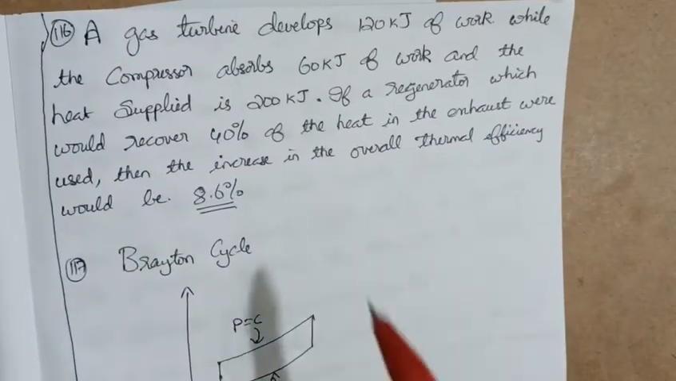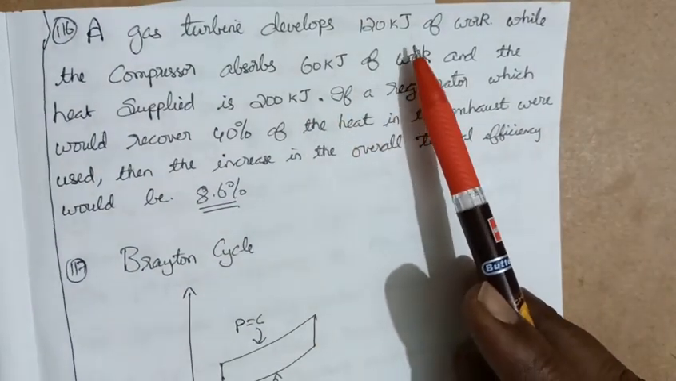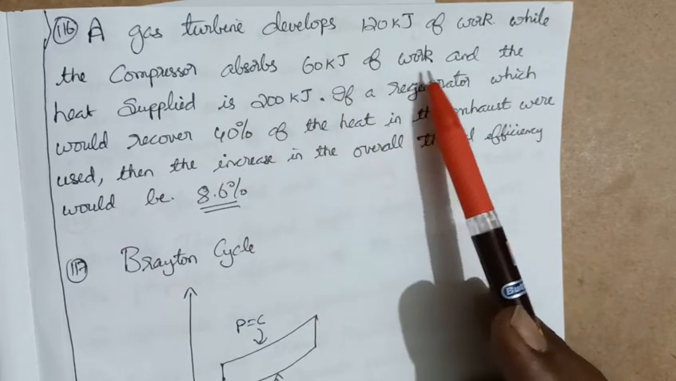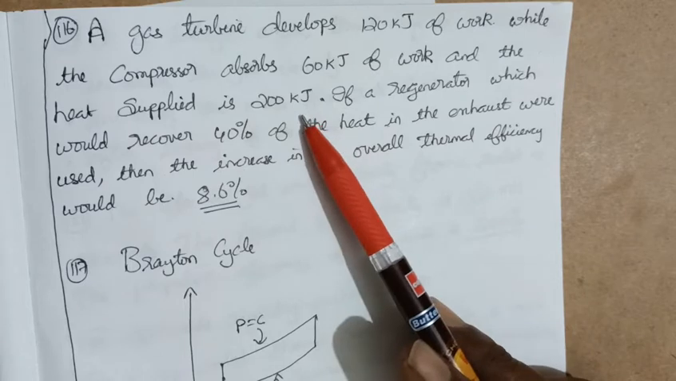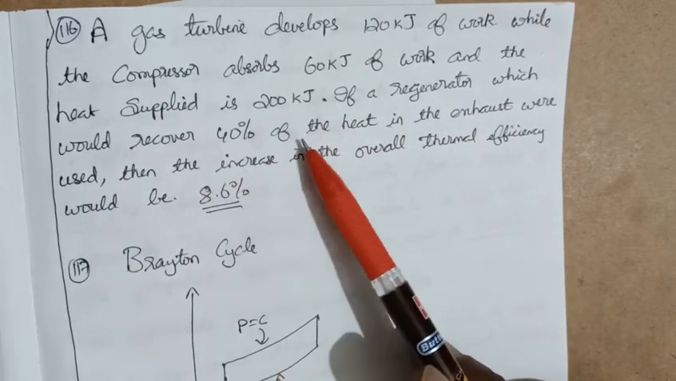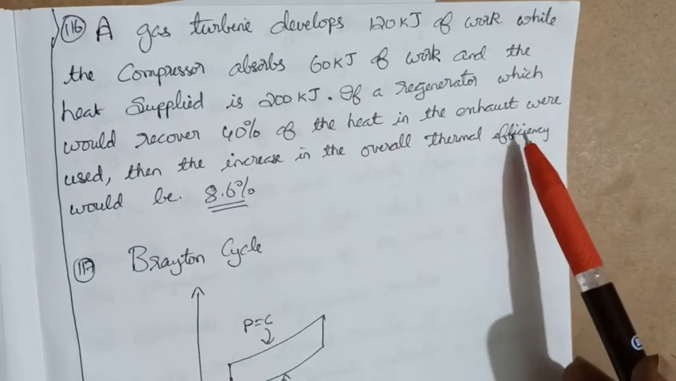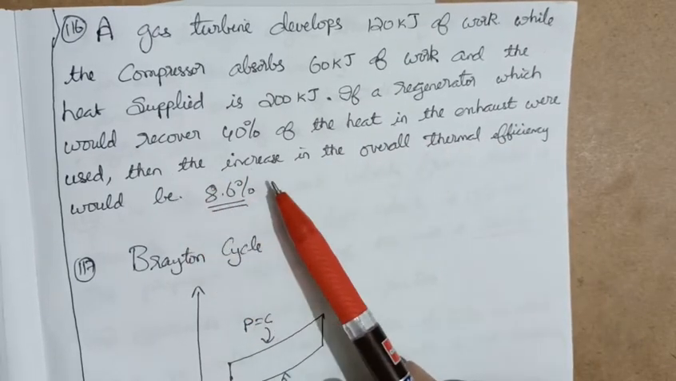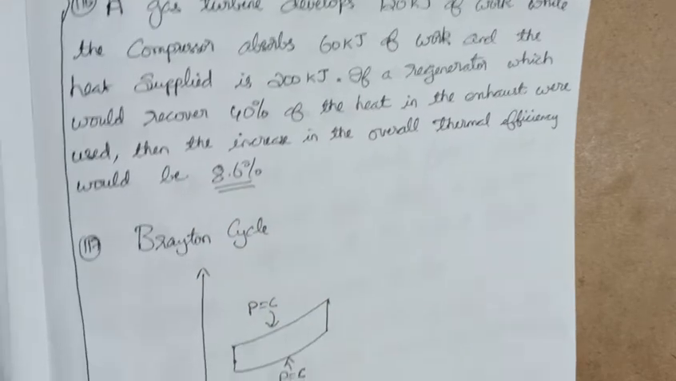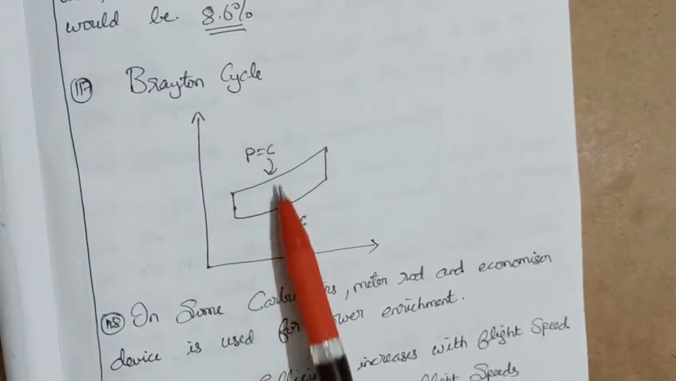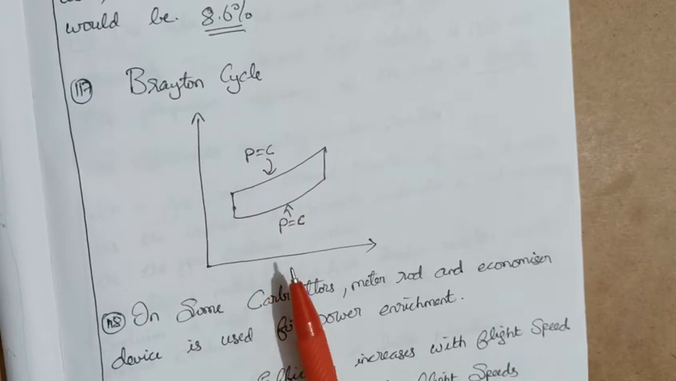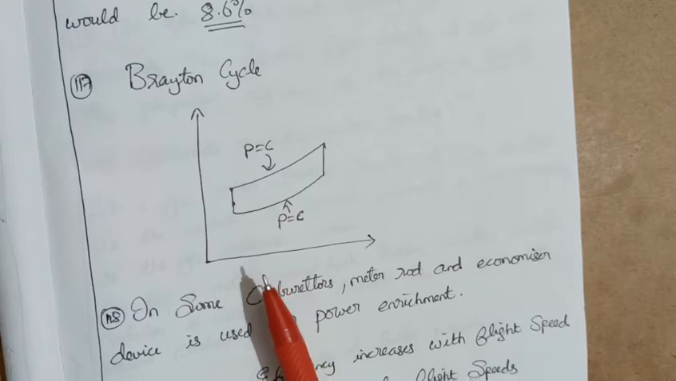Next, a gas turbine develops 120 kilojoules of work while the compressor absorbs 60 kilojoules of work and the heat supplied is 200 kilojoules. If a generator which would recover 40% of the heat in the exhaust were used, then the increase in the overall thermal efficiency would be 8.6%. So this is Brayton cycle. So this diagram, definitely a diagram will be asked. You have to identify the diagram is related to which cycle.